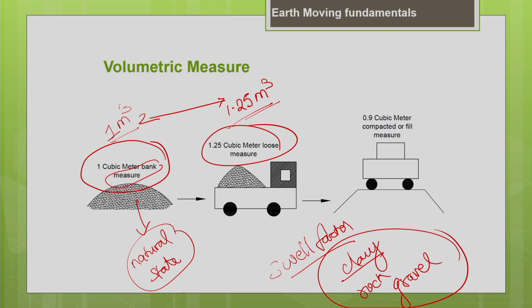Similarly, now you compact the material. For example, when you prepare the subgrade for roads, you compact it. When you prepare earthen embankments, you compact the material with rollers. When you compact it properly, the volume will be 0.9 meter cube. So now the volume has reduced. The shrinkage has happened because of compaction. The voids are eliminated. So how much will it shrink? That depends upon the material.